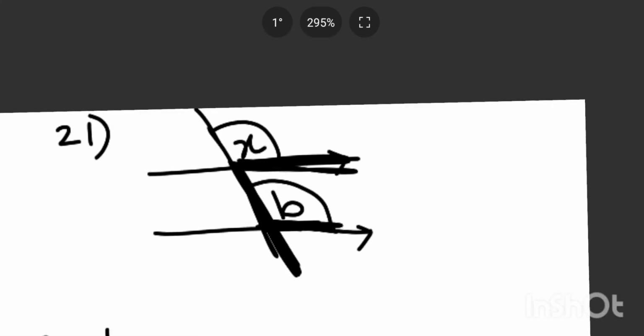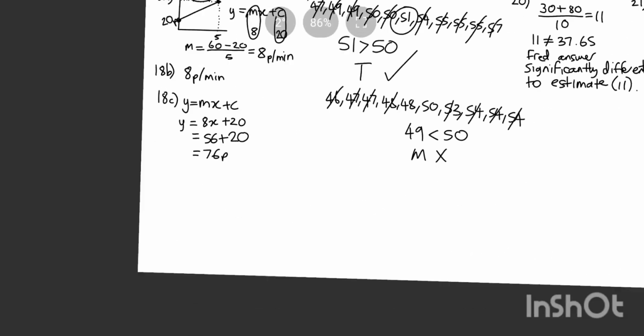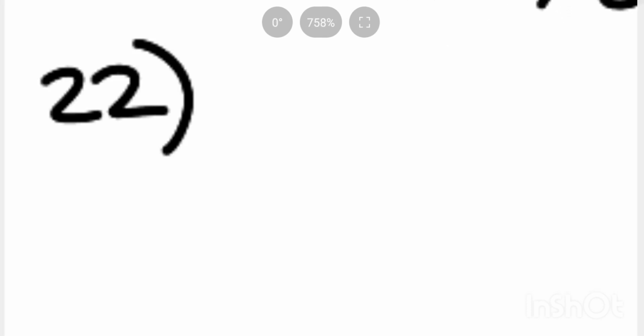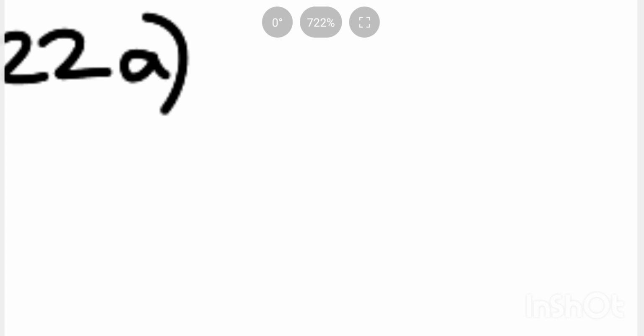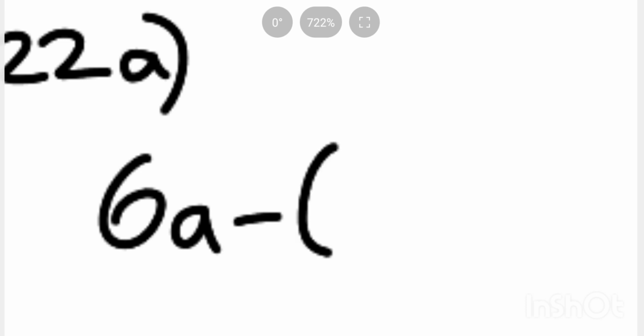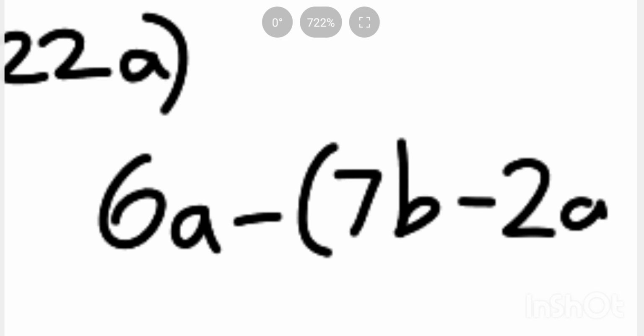Question 22. This has parts. So 22a. Lucy wants to simplify 6a minus (7b minus 2a). She writes 4a minus 7b.